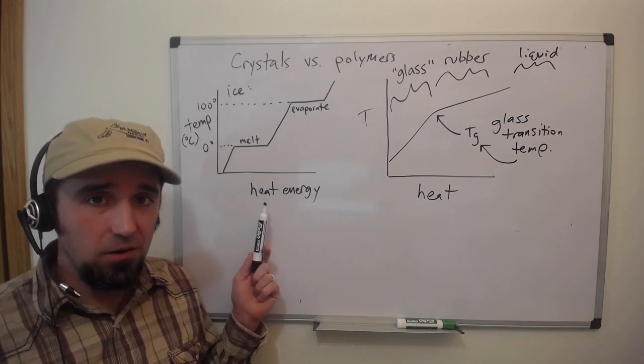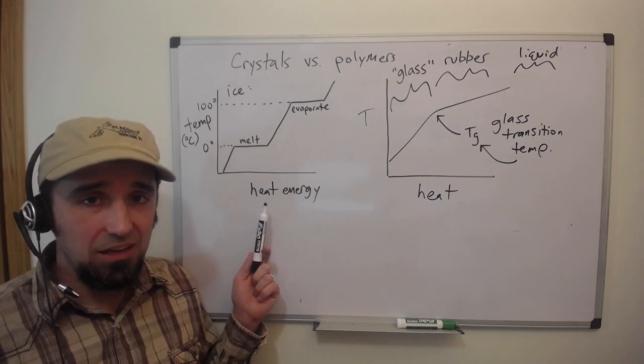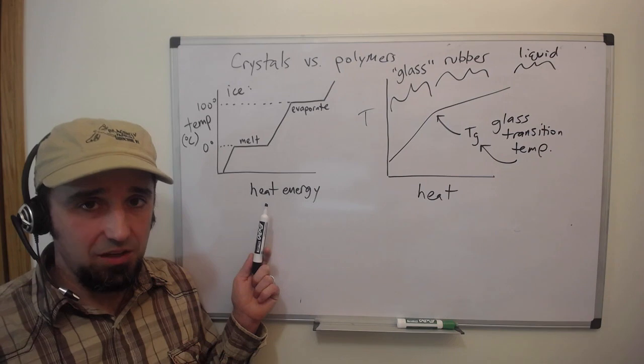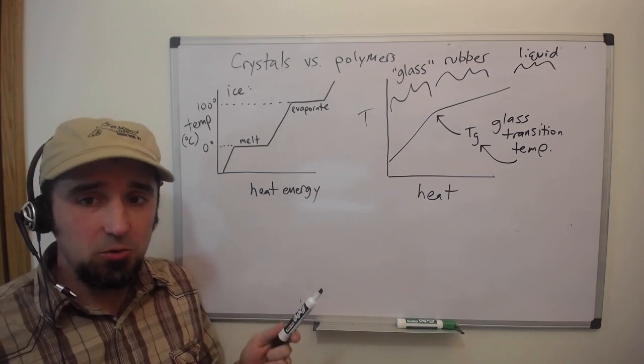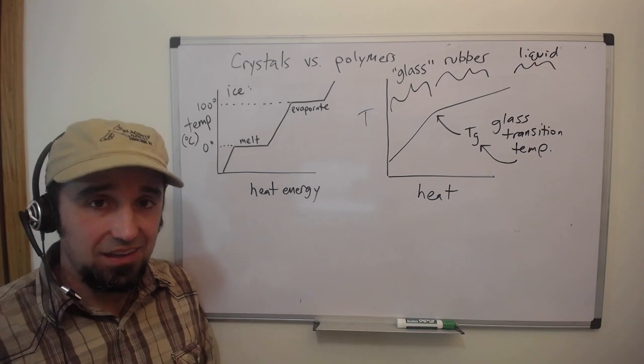Once I've melted all the ice, then I get water. I heat up the water until it gets to 100, and then I'm not superheating water, it just starts to evaporate, and then eventually I'm heating steam. Polymers typically don't work like that. A cold polymer that's generally amorphous is a glass, right?